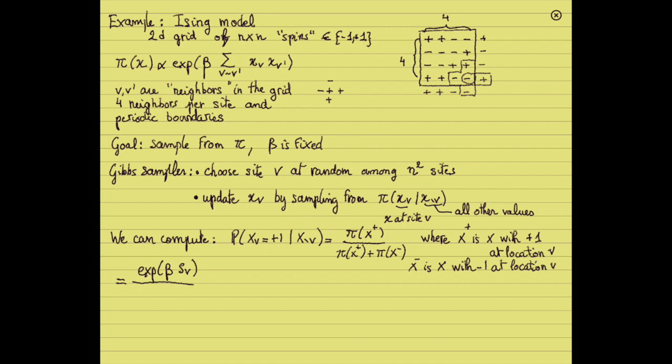And this probability, of course, simplifies here. We don't have to compute the sum over all the vertices. We can write exponential beta sv over exponential beta sv plus exponential minus beta sv, where sv is the sum of the neighbors of v. So there are 4 neighbors, so it's a sum over all the 4 neighbors of either plus 1s or minus 1s, depending on the state of the neighbors. So this will be equal to minus 4, minus 2, 0, plus 2, or plus 4.